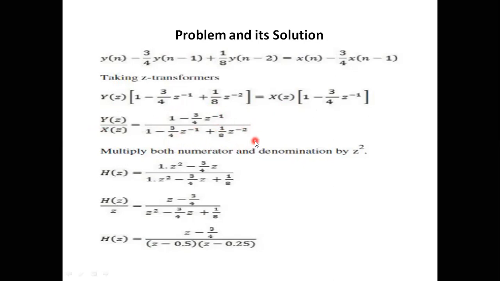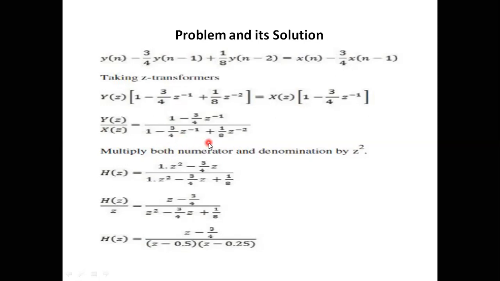So for finding the inverse Z transform of H(z), there is a method called the partial fraction method, because you don't have a direct formula for the inverse Z transform of this equation. This is a quadratic equation, and you need to convert it into partial fractions. Clear?